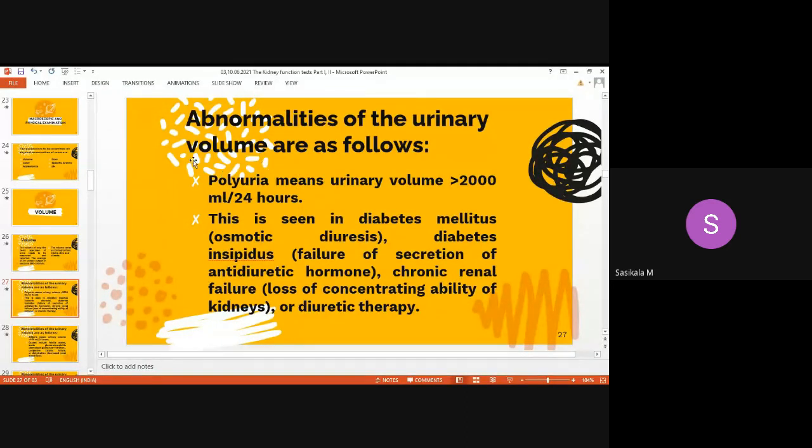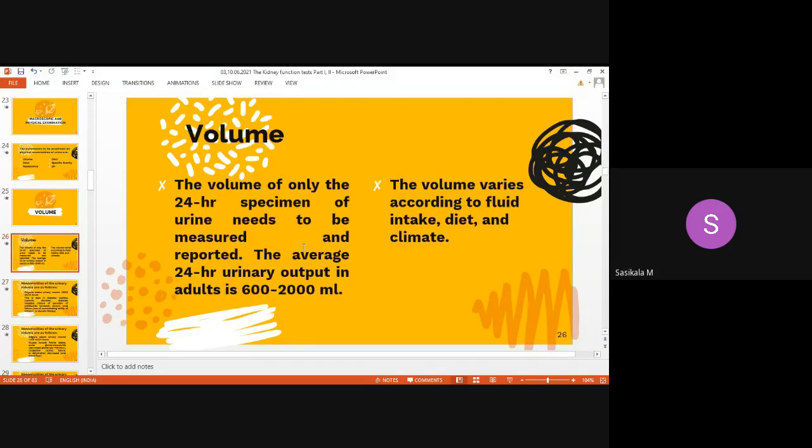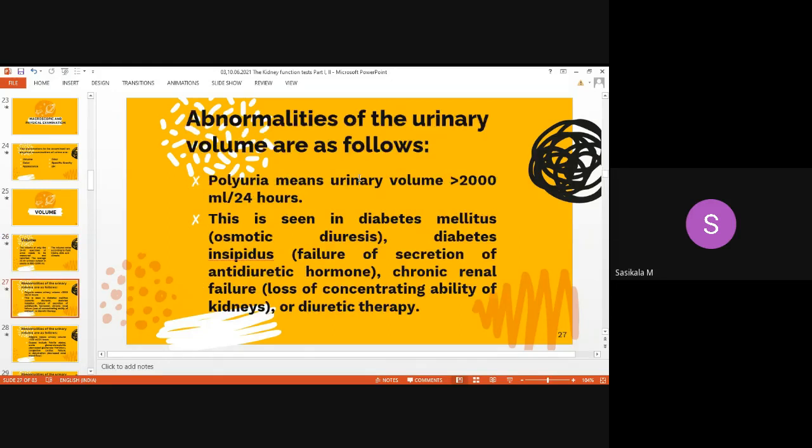Let's see, first one is polyuria. Polyuria means abnormal urine output, meaning urine volume will be more than 2000 milliliters per 24 hours. So it crosses 2000 ml. The average range is 600 to 2000 milliliters. So in polyuria, more than 2 liters of urine will be passed out.